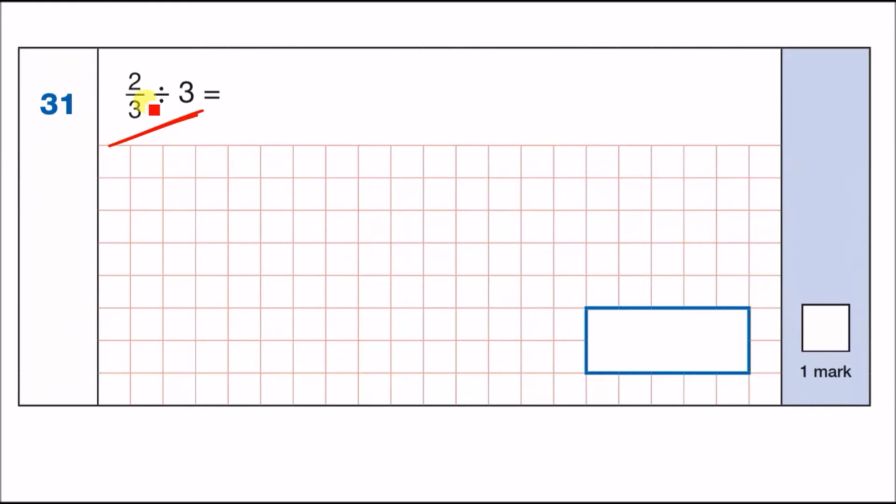Now these are one of my favorite questions, especially when you do dividing or multiplying fractions. So 2 over 3 divided by 3. First things first, when they stick in a whole number and a fraction like that, you should always rewrite the whole number as a fraction. So this is the same as saying 2 over 3 divided by 3 over 1. To deal with this, we need to use something known as the KS2 method.